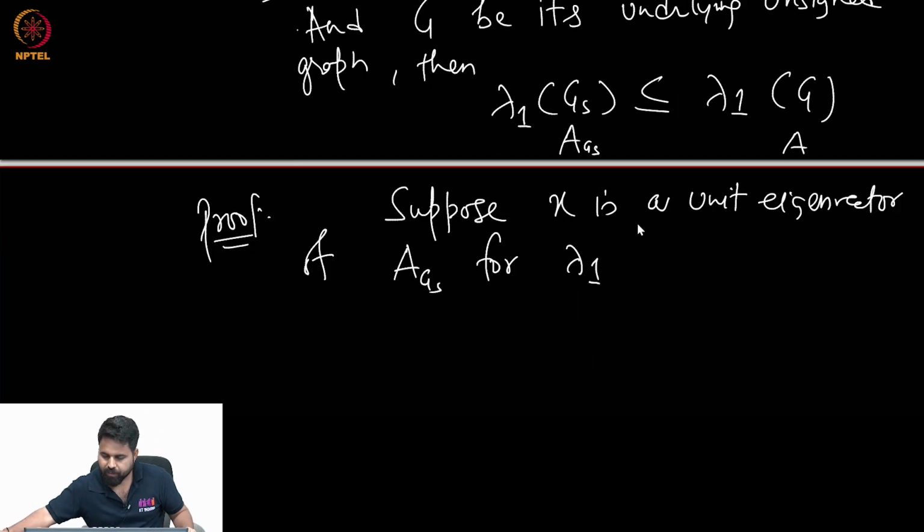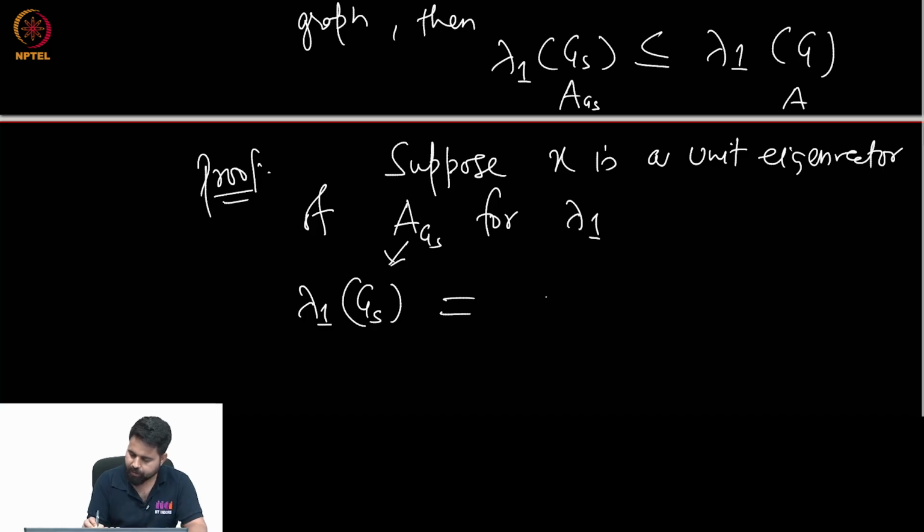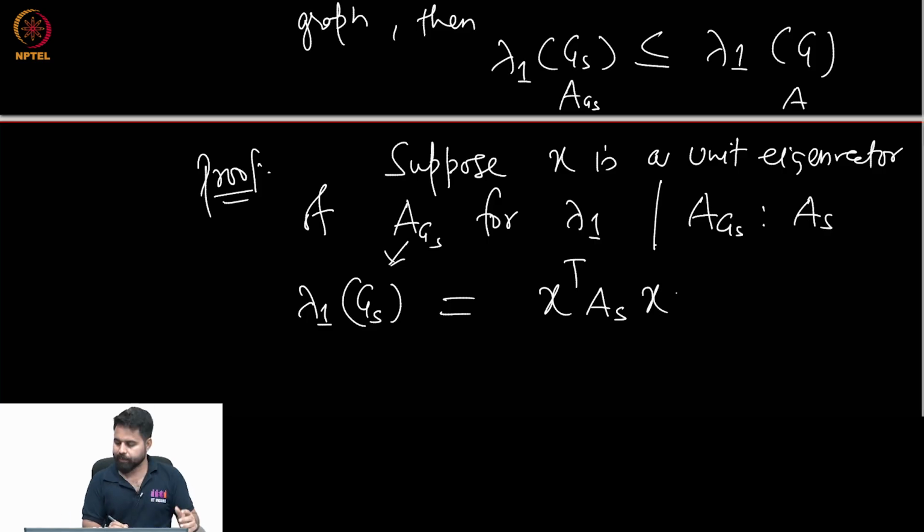Then we know that lambda 1 of GS is nothing but this: X transpose A_S X, divided by X transpose X. I will write now simply AS, because otherwise this is too complicated. So AGS is the same as AS. Okay, very simple.